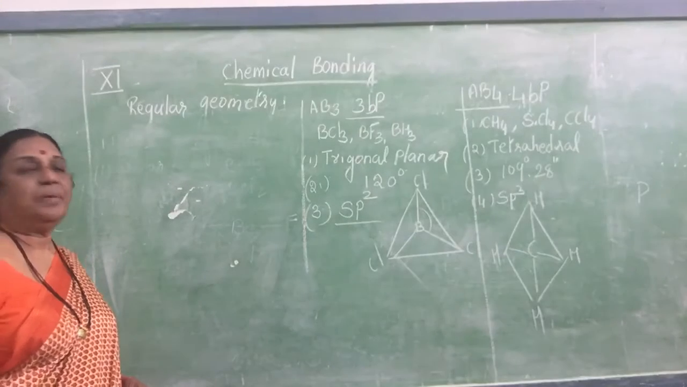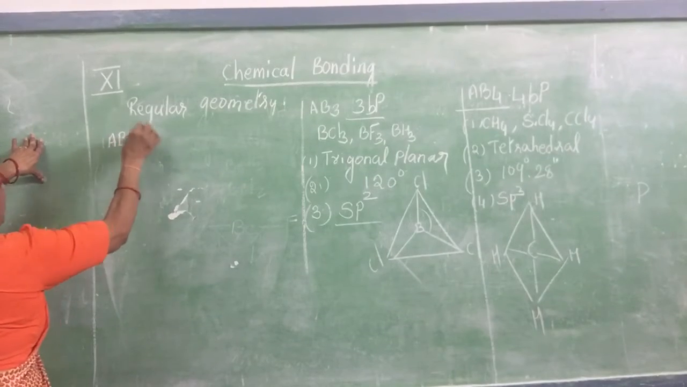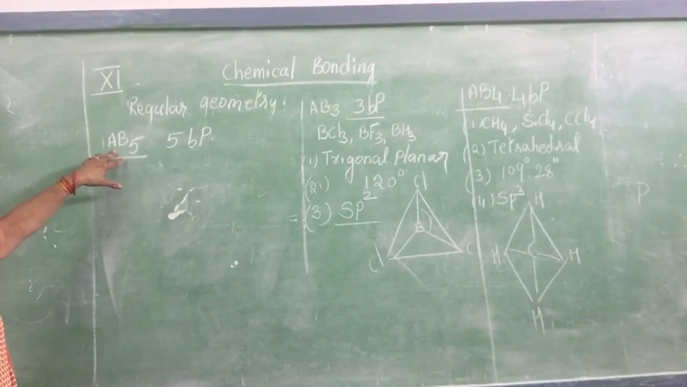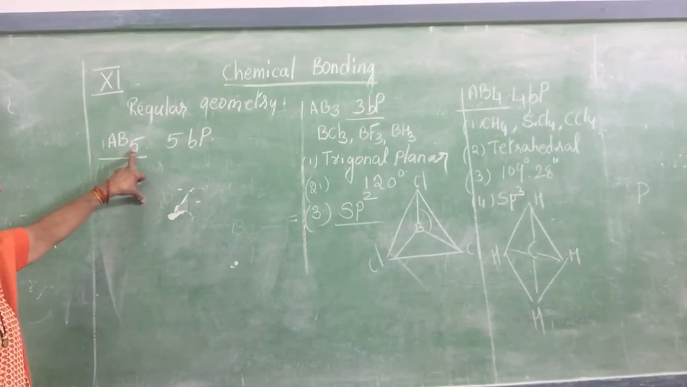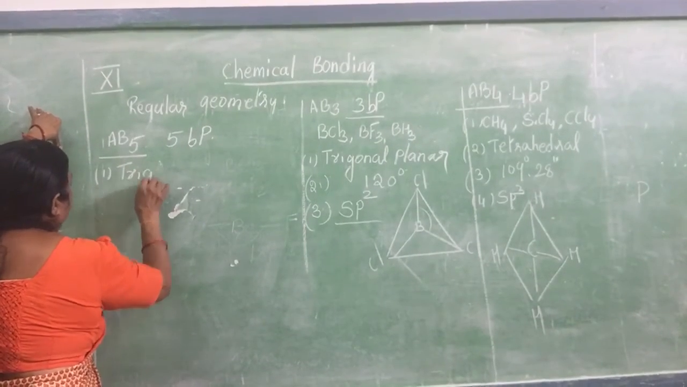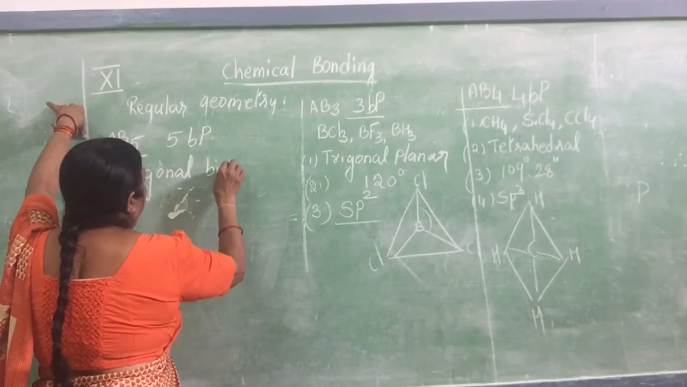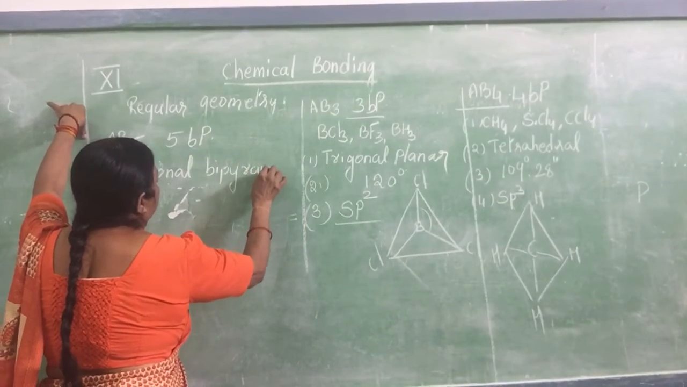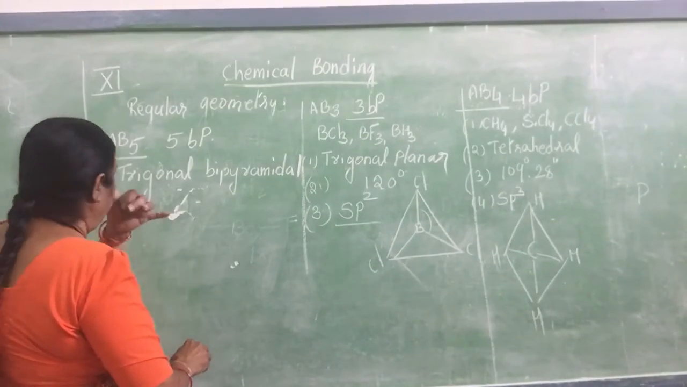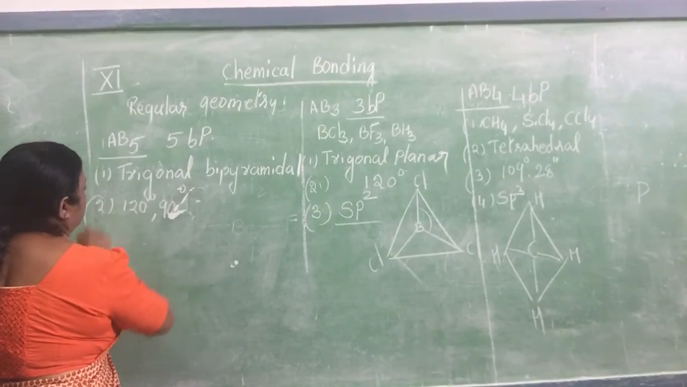Next example, PCl5. AB5, children. AB5, 5 BP. Here what is the meaning of this? One atom of A reacts with 5 atoms of B. 5 bond pairs. Now number 1, trigonal bipyramidal shape. Point number 2, 2 bond angles, 120 and 90 degrees.